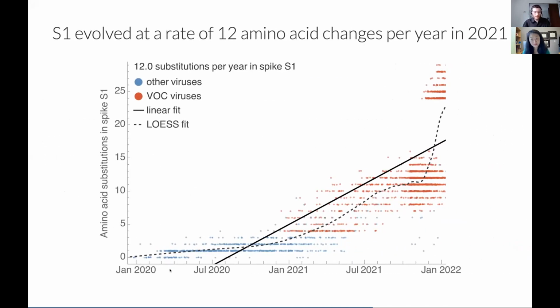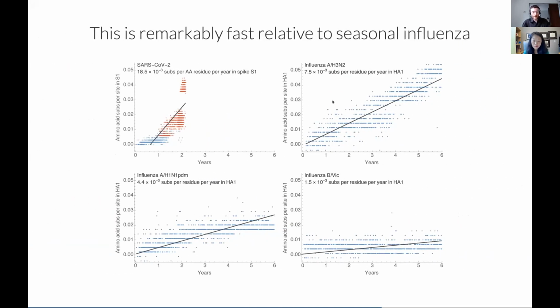So again, this rate has been absolutely remarkable. If we look even before Omicron, we have in the course of 2021, on average, about 12 substitutions per year of evolution in spike S1, and again, a jump to Omicron. But we can put this, again, in context of influenza by just looking at overall evolutionary rate. And so here's without Omicron, here's Omicron up here.